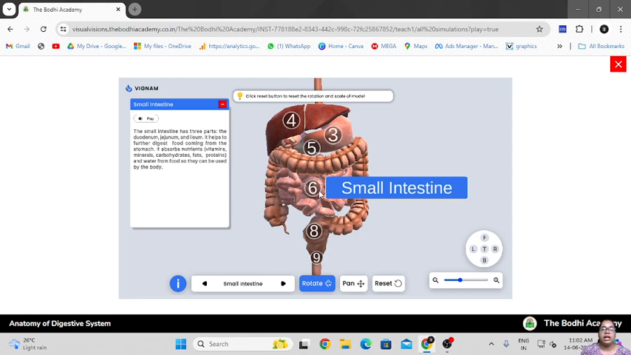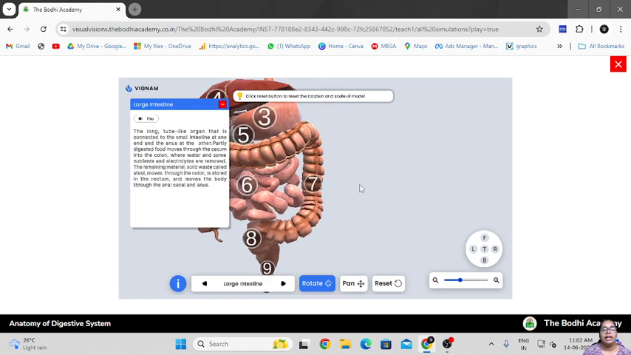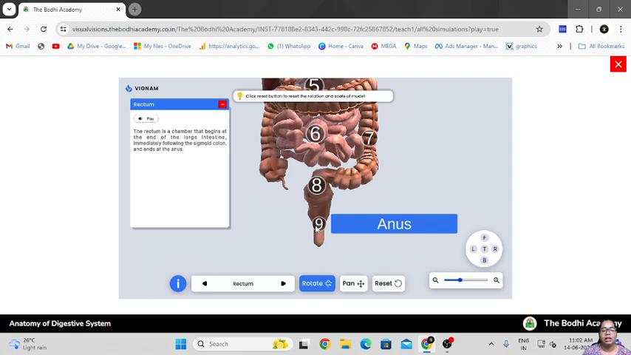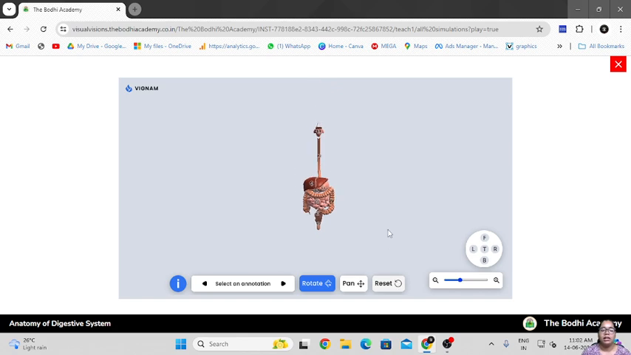Then the digested food is further sent into the large intestine, and in the large intestine the remaining nutrients in the food, if there are any, are absorbed, and major absorption of water takes place. After that the food will reach the rectum, and then through the anus it is excreted out from our body. And this is how the process of digestion takes place in the human digestive system.